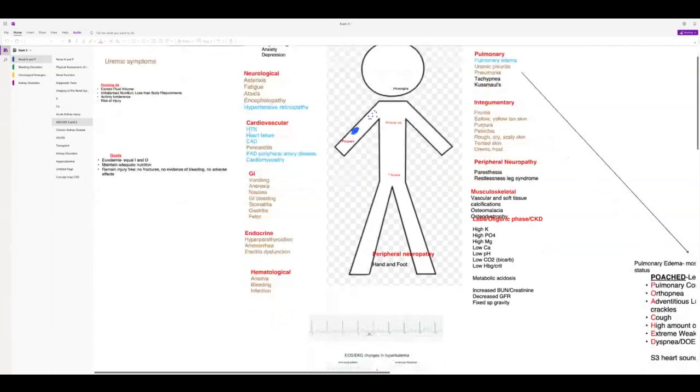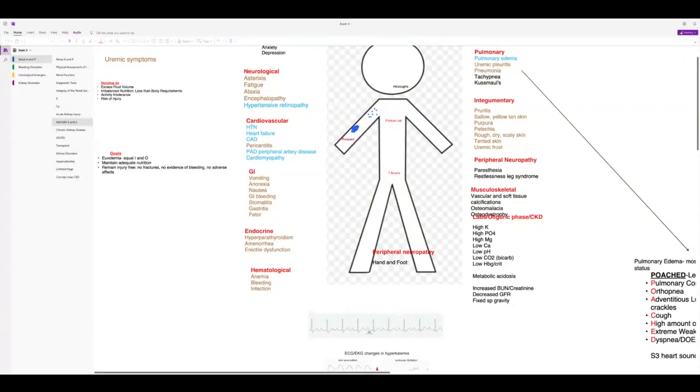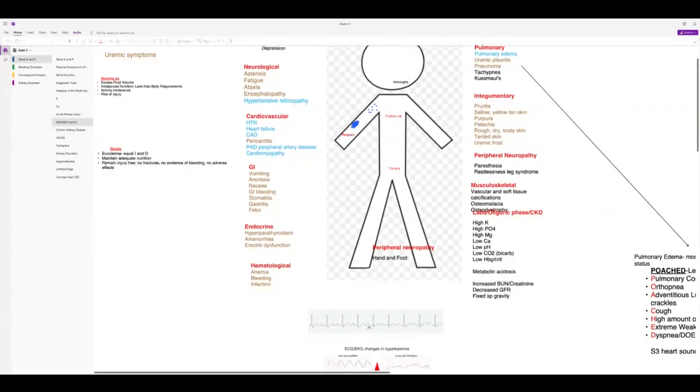Cardiovascular signs and cardiopulmonary is what you're going to watch out for the most, right? Because you don't want them to go into overload. So they're going to have heart failure signs, CAD. Pericarditis occurs because uremia is also toxic to serous membranes and mucous membranes. Okay. Peripheral artery disease and cardiomyopathy can occur in people with long-term disease.